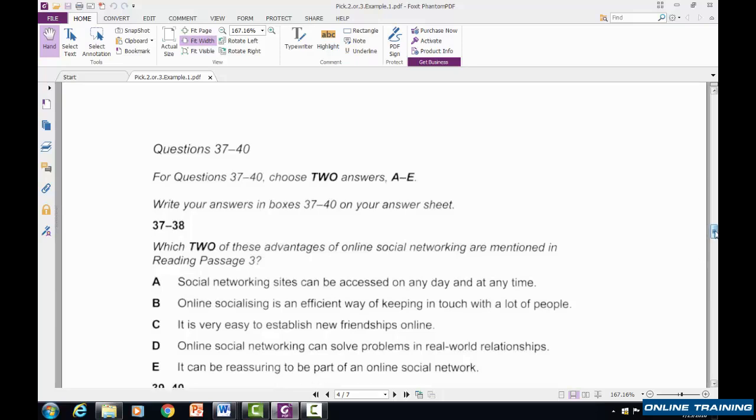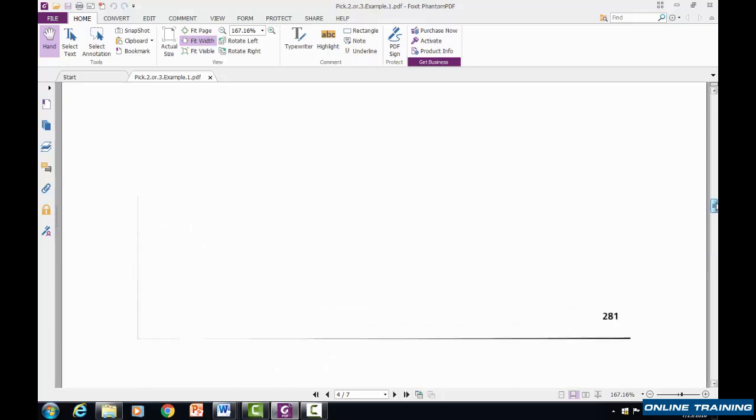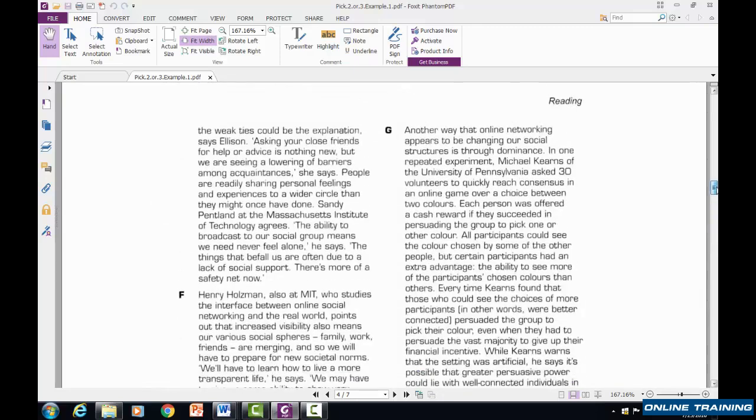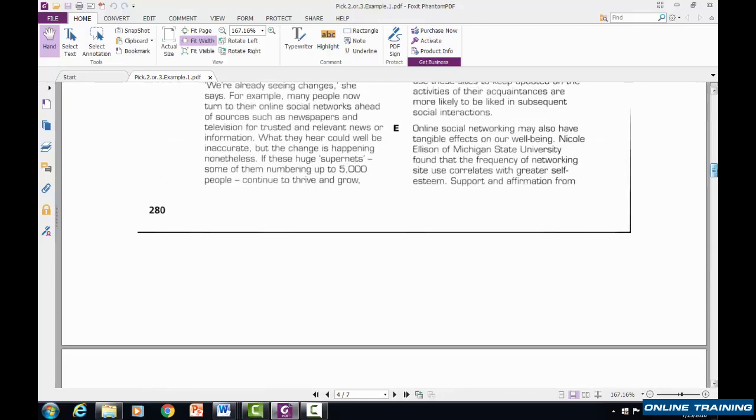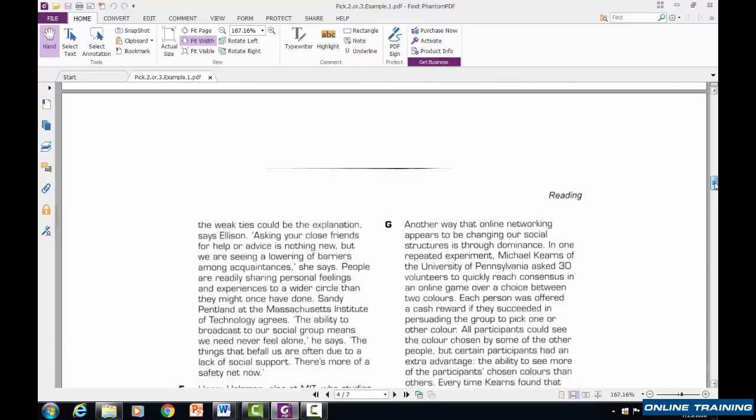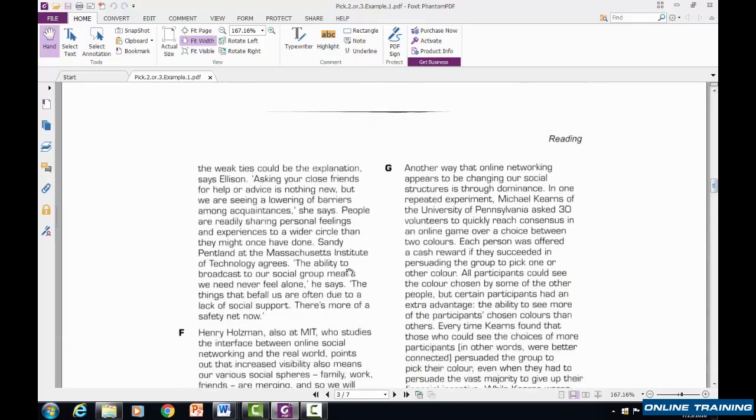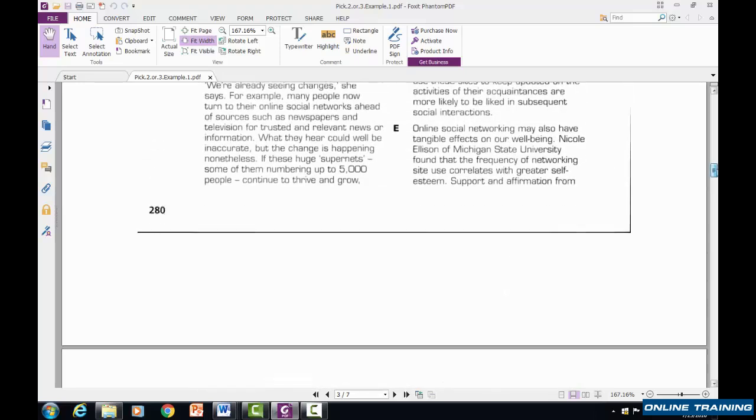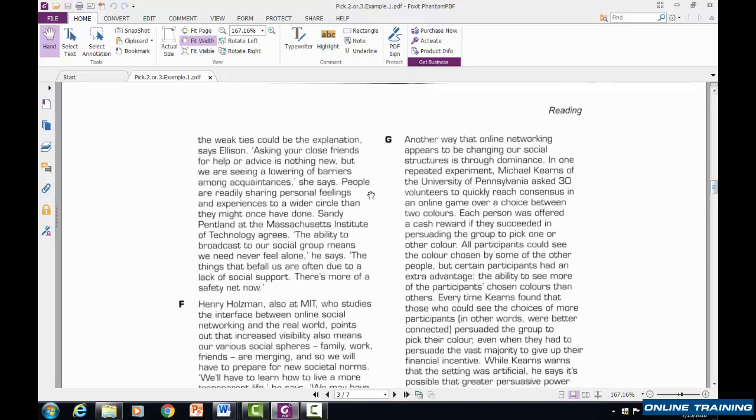And then also choice E is an answer also, because it says here in this paragraph, so what paragraph is this? Paragraph E. Everyone, paragraph E.